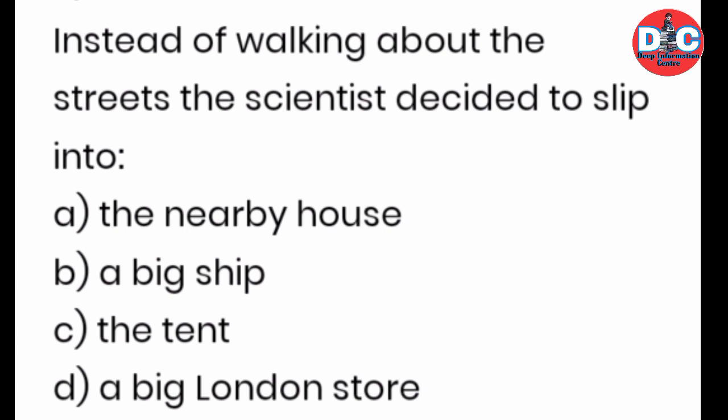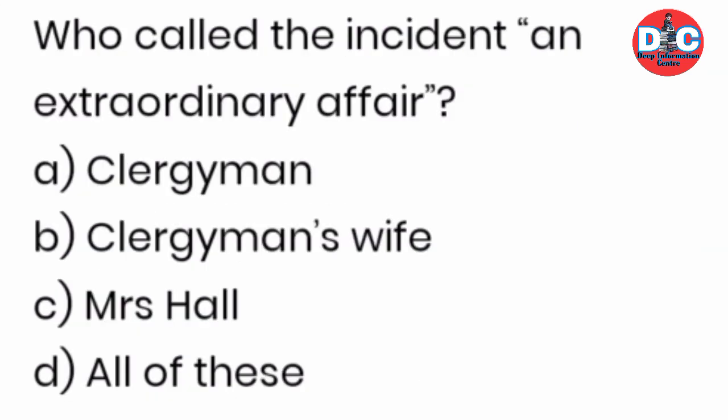Instead of walking about the streets, the scientist decided to sleep in A option, the nearby house, B option, a big ship, C option, the tent, and D option, a big London store. The right answer is D option, a big London store. Next question, who called the incident an extraordinary affair? A option, clergyman, B option, clergyman's wife, C option, Mrs. Hall, and D option, all of this. The right answer is A option, clergyman.